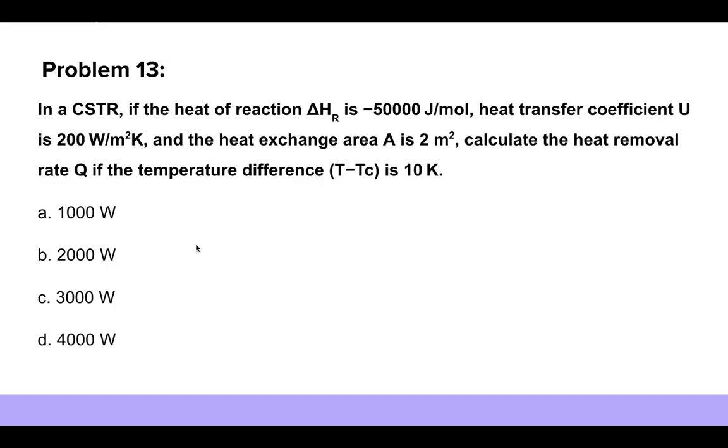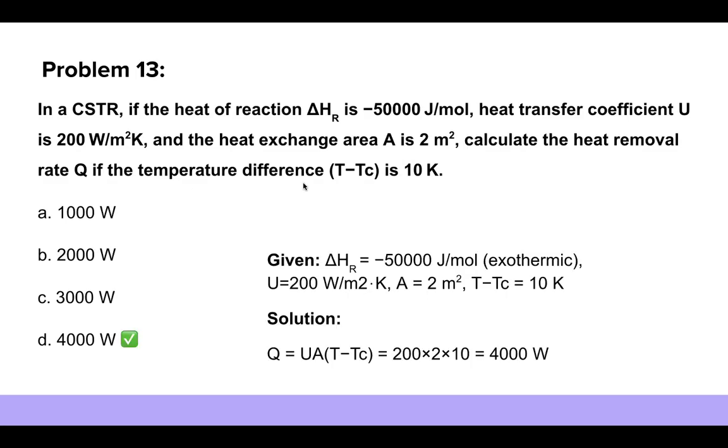What is the answer to this question? In a CSTR, we have a heat of reaction given as minus 50,000 joule per mole, so this is an exothermic reaction. The heat transfer coefficient U is given as 200 watt per meter square Kelvin, and the heat exchange area A is 2 meter square. Now calculate the heat removal rate Q if the temperature difference T minus Tc is given as 10 Kelvin.